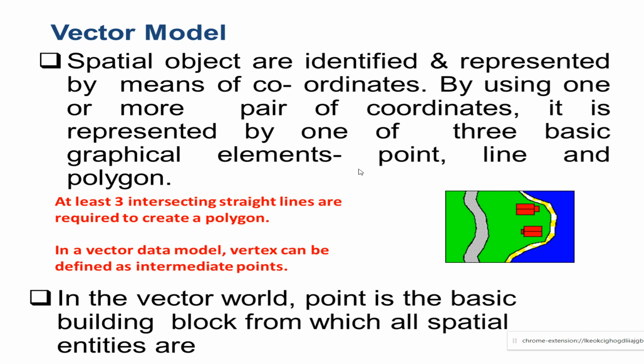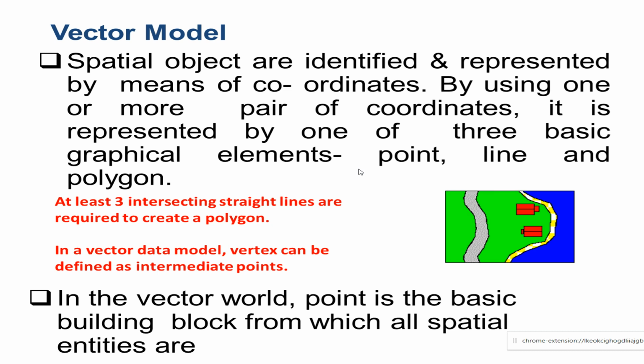See here, as I showed you, that red color area is showing buildings, and the blue is covering all our polygons here. If you see, a line feature is not there because the road is also covered as a polygon. It has been shown with a boundary, that's why I am calling it a polygon here. And then see, at least three intersecting straight lines are required to create one polygon. See, 2 points will cover a line, and if we take 3, then only will we be able to create one area or polygon feature.